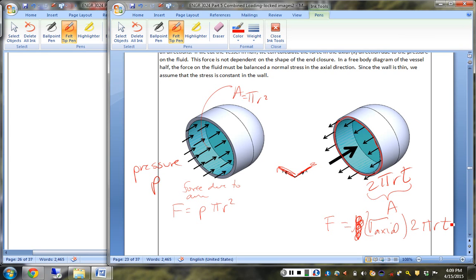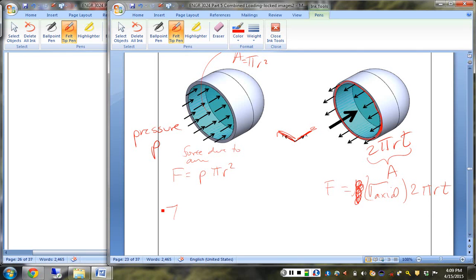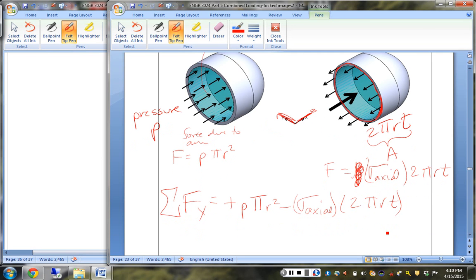Okay, so in the one way, you've got the fluid exerting pressure over the whole face. That isn't a face, it's empty space. And resisting that, you've got the stress distributed over the surface area of the vessel material. And that's all we got going on. That's our sum of the forces in X. So we've got plus pressure times pi r squared, and we've got minus axial stress times 2 pi rt.